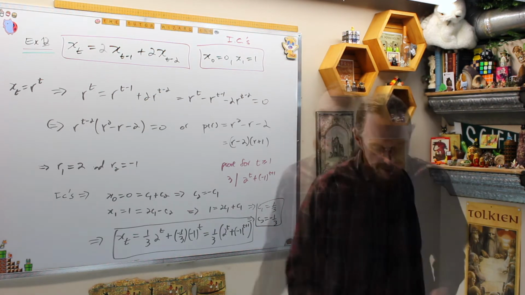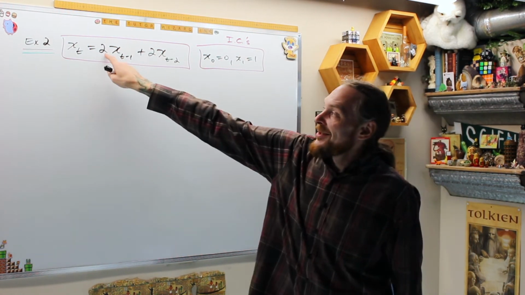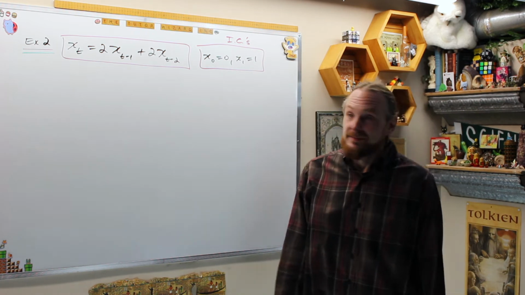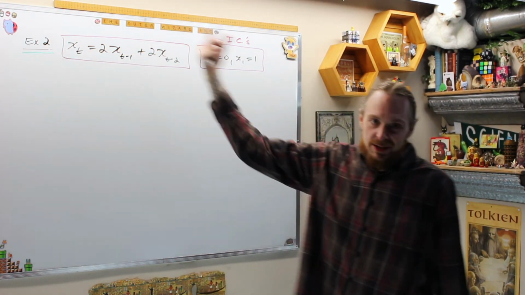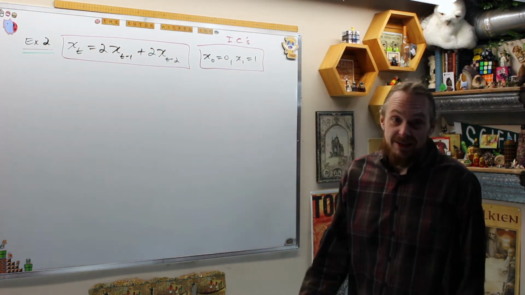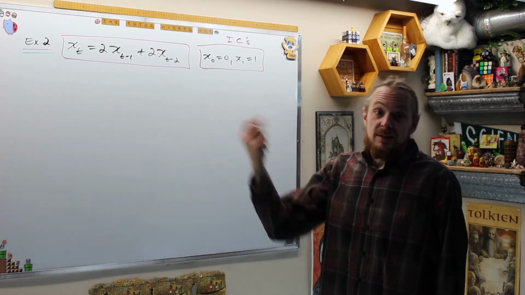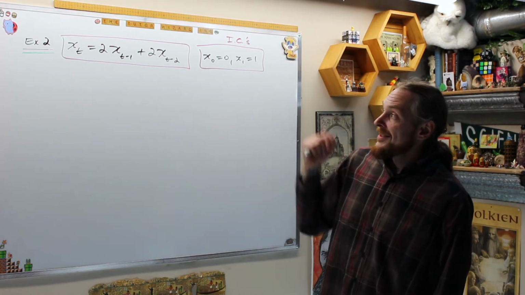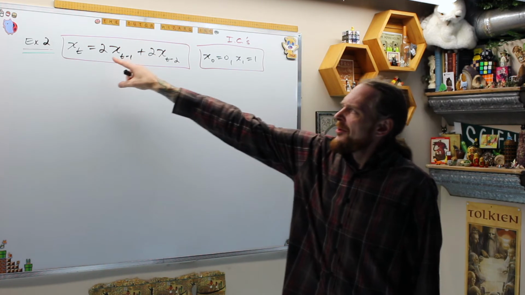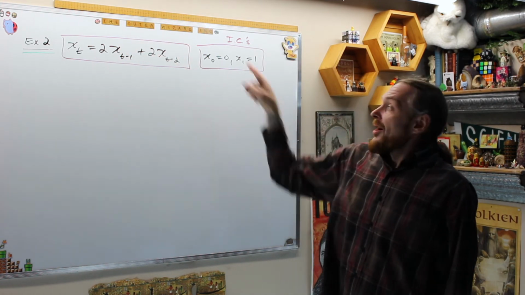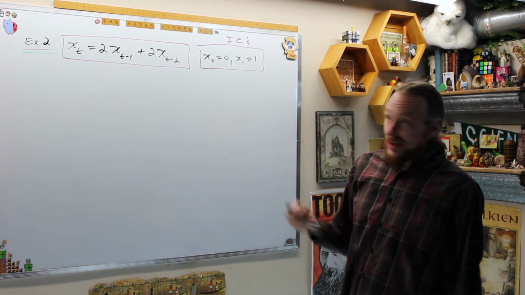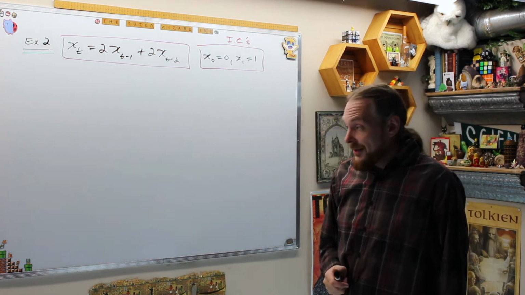Let's do another one. All right, example 2. I've added a 2 into there. I didn't change anything else. I changed that one to a 2 and that one to a 2. That's all we did. Let's restart. We're going to get a much crazier solution this time. This is a second order constant coefficient linear homogeneous difference equation with initial conditions 0 and 1 again.